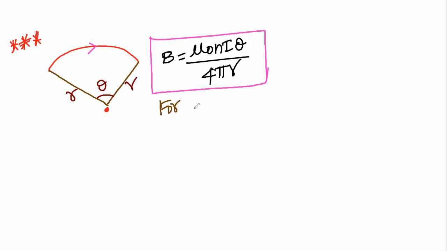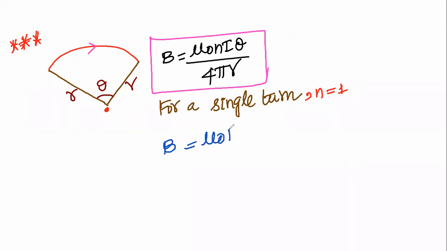This is for N turns. For a single turn, N is equal to 1. Therefore, the magnetic induction B is equal to mu naught I theta divided by 4 pi r. So it depends on theta.